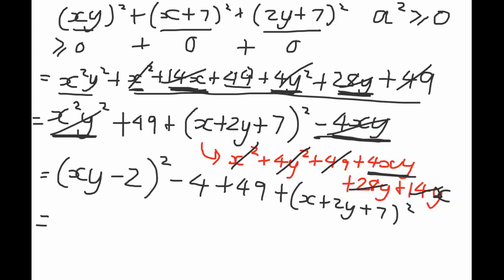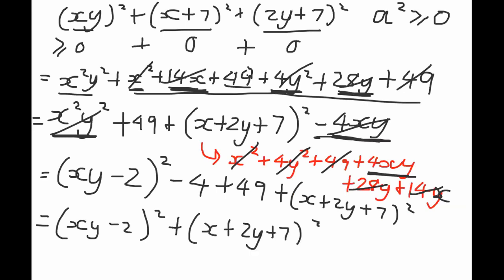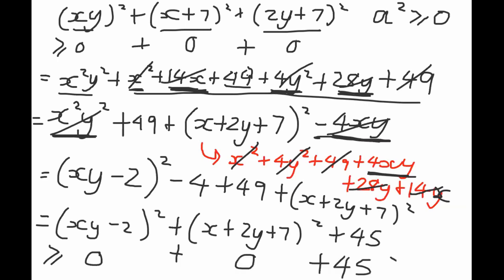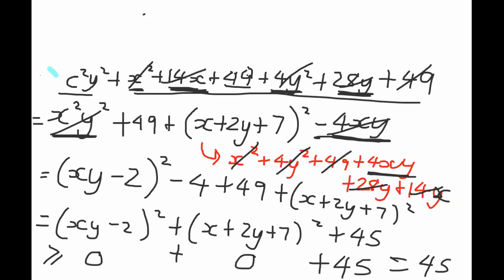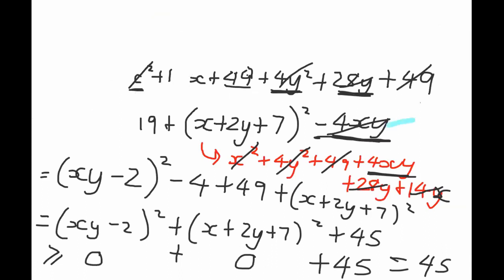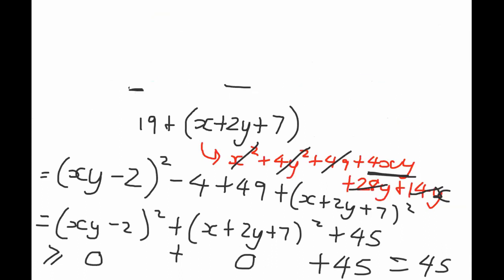So just neatening this up a bit, this is xy minus 2 squared plus x plus 2y plus 7 squared plus 45. So now we can indeed use the argument that I used earlier. We know that since this is a square, it's greater than or equal to 0. Since this is a square, it's greater than or equal to 0, and this is 45. So we know our entire expression is greater than or equal to 45. The only question is, are we still going to suffer the same problem as before? Is there still going to be no way that we can assign x and y such that these two conditions will hold? Well, let's find out.